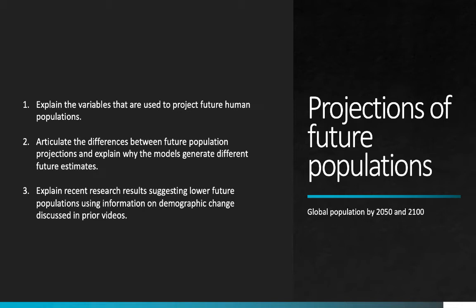Last, I'm going to show you some recent research results from a paper that came out in July 2020 that actually shows the human population will start declining around 2064 for reasons that should make some sense for you if you've been watching prior videos.